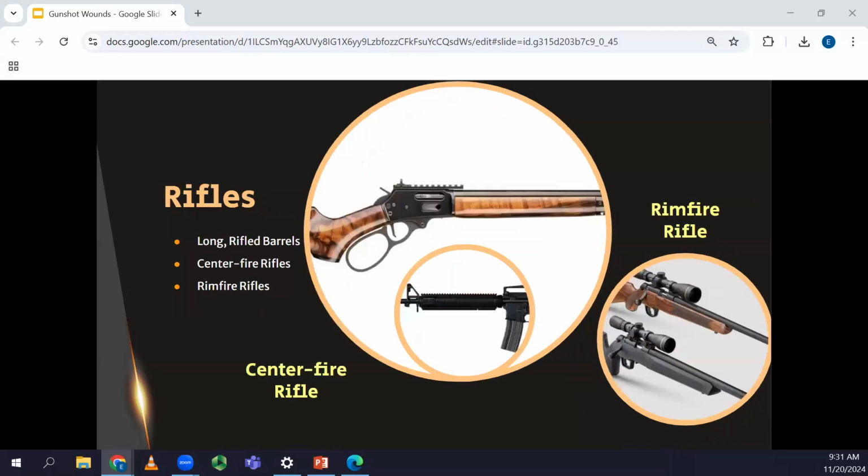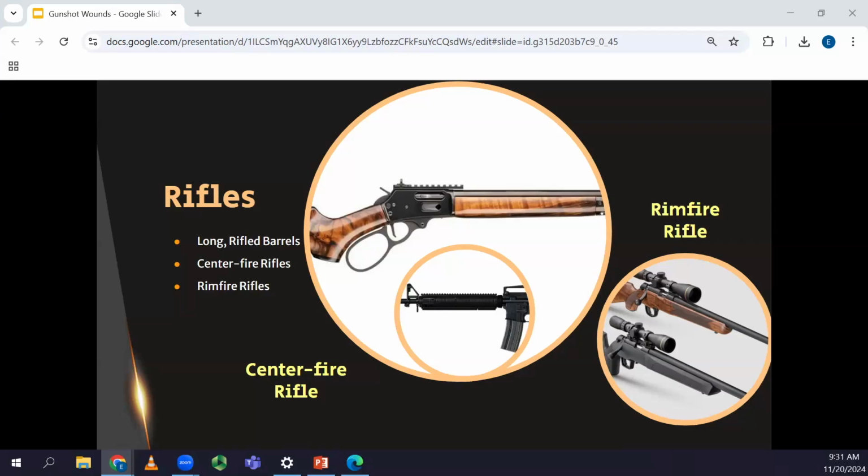Then you have rifles. Just like it says in the name, they have rifled barrels, like I described earlier. But the only difference between a rifle and a handgun is that they're longer. That's one of the main differences. So harder to conceal walking down a street in Brooklyn. And then you have differences in different rifles. You have center fire rifles, which we tend to associate more with machine guns. And then you have rimfire rifles.